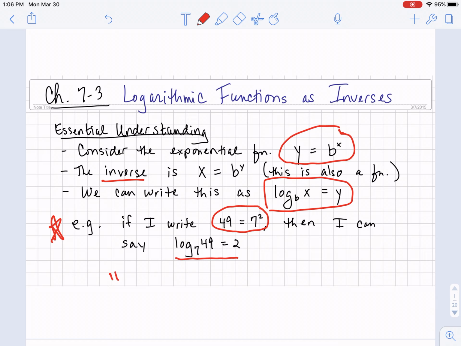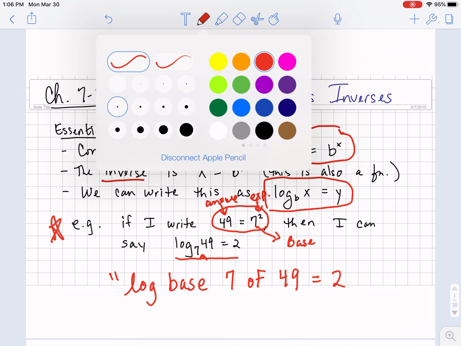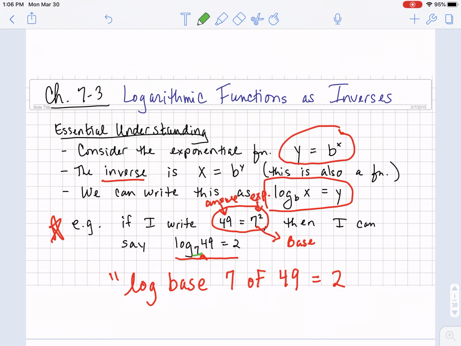So I'm going to write that out in quotes. This reads as the log base 7 of 49 equals 2. Now check it out. This right here is your base, and it's right there. This right here is your exponent. And this right here is kind of like your answer. So think about it. Again, 7 to the second power equals 49, log base 7 of 49 equals 2.